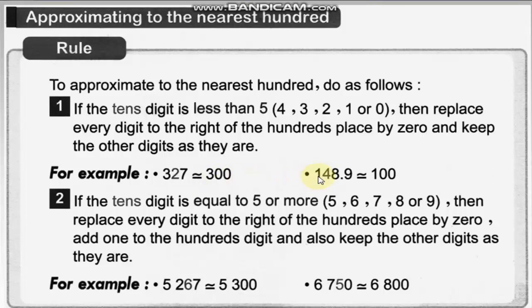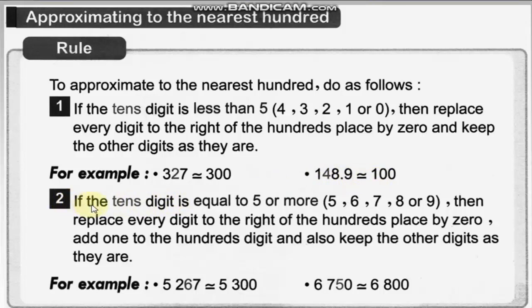Example number 2. 148.9 approximate to the nearest hundreds. At first, the hundreds digit here is number 1. Look at the tens. The tens digit here is number 4. 4 is less than 5. So we replace the tens and ones, or units, remove the decimal point and keep 1 with its value. So 148.9 approximated to the nearest hundred is 100.